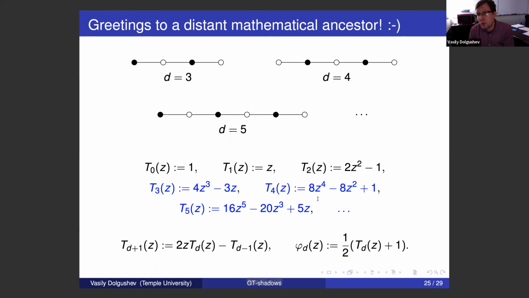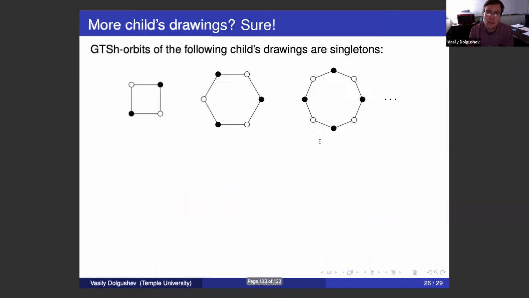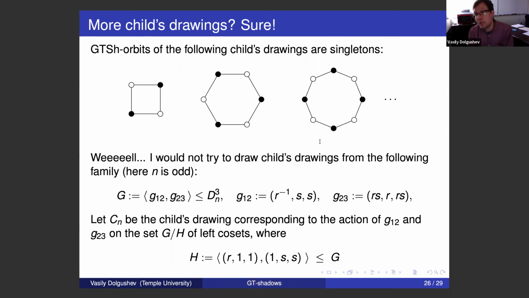This story is kind of easy. It's straightforward to show that GQ orbits are singletons. But this is a bit more interesting. It requires more work. And this example requires even more work, but it can be done. So basically, using GT shadows, you can show that for this family of Child's drawings, the GQ orbits are singletons.